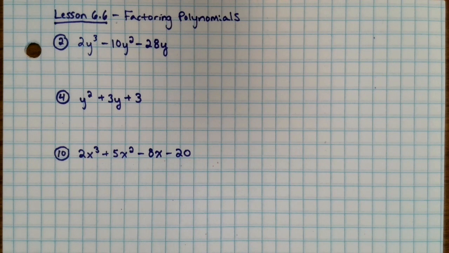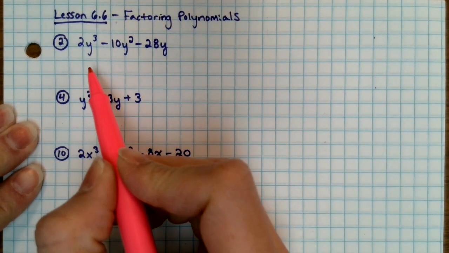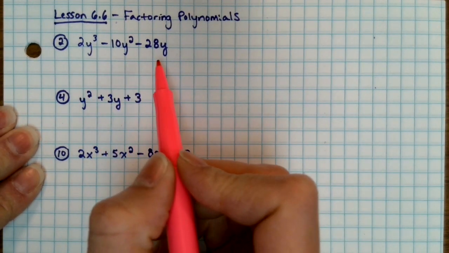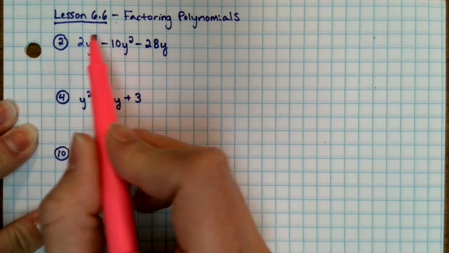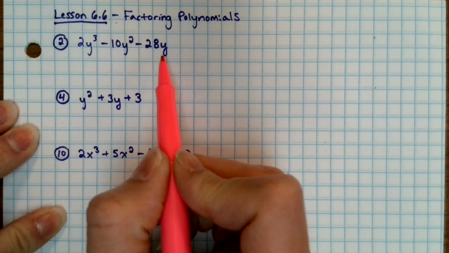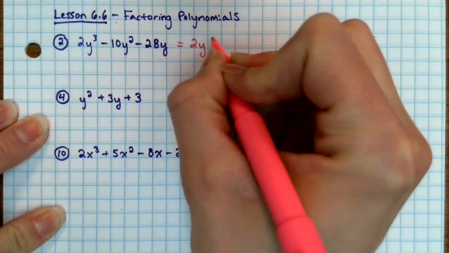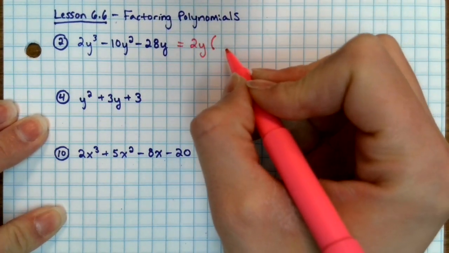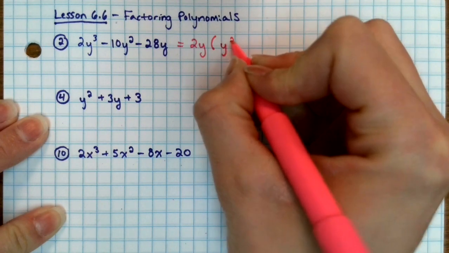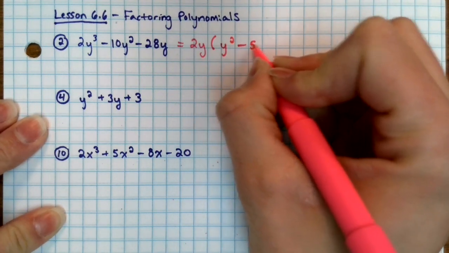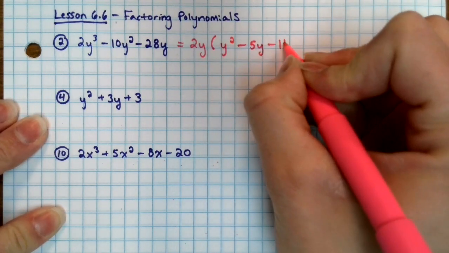So starting with our first example, number 2, that actually is the first step we need to take. So we have this polynomial, 2y to the third minus 10y squared minus 28y. And the GCF of all 3 of these terms is 2y. So we're going to begin this problem by factoring that out. And so now we're left with y squared minus 5y minus 14.